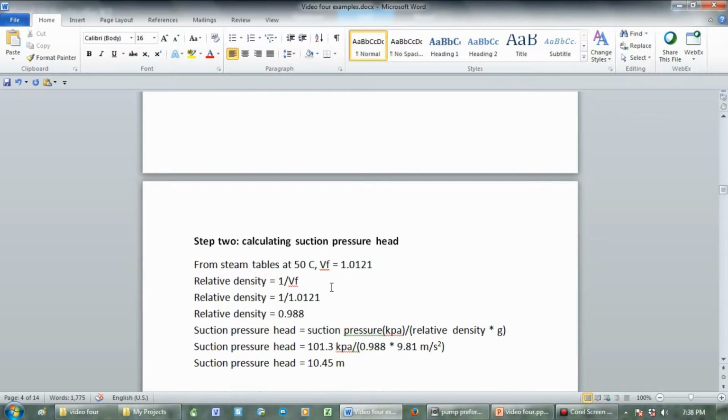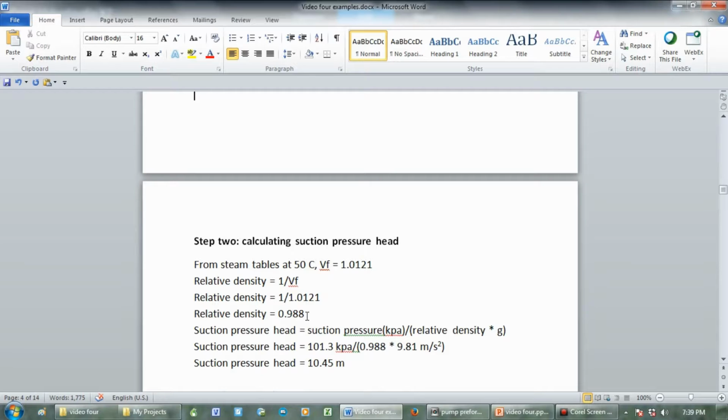Step 2, calculating suction pressure head. We are going to use absolute pressure for this system. So, first thing we have to do is find the relative density of water at 50 degrees C. From our steam tables, at 50 degrees C, vf equals 1.0121. Relative density equals 1 divided by vf. Relative density equals 1 divided by 1.0121.